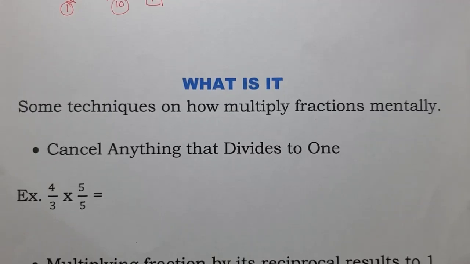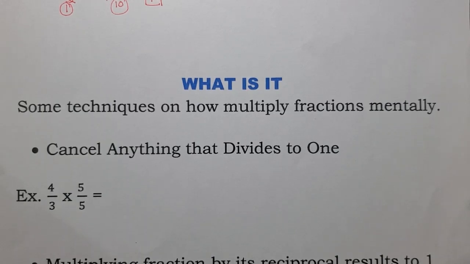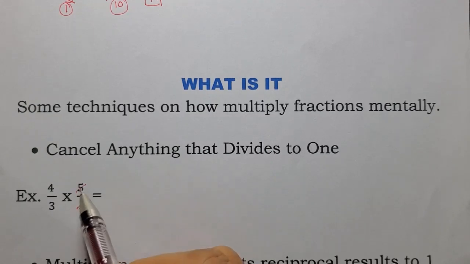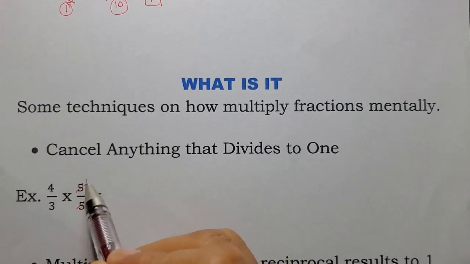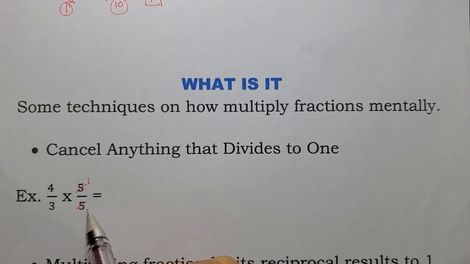So in multiplying fractions, we have some techniques to consider on how to multiply fractions mentally. For example, one of the techniques that we have to consider is to cancel anything that divides to 1. For example, here, the 5 and the 5 here, this is equal to 1 because the numerator and the denominator are both the same. So that fraction is equal to 1. Both of them are divisible by 5. This one is a numerator, the other one is a denominator. So you could divide both of them by 5. So this will become 1 if divided by 5, and this will also be 1 if divided by 5.